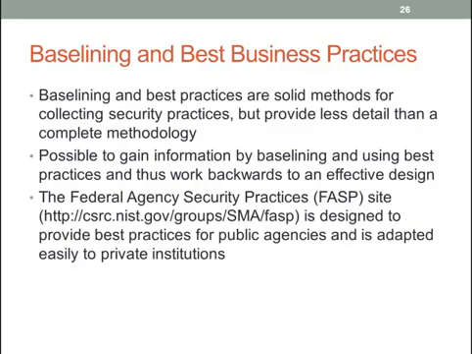The Federal Agency Security Practices site, FASP.NIST.gov, is designed to provide best practices for public agencies. It can be easily adapted to private institutions. Documents found on the site include specific examples of key policies and planning documents, implementation strategies for key technologies, and outlines for hiring and documents for key security personnel.